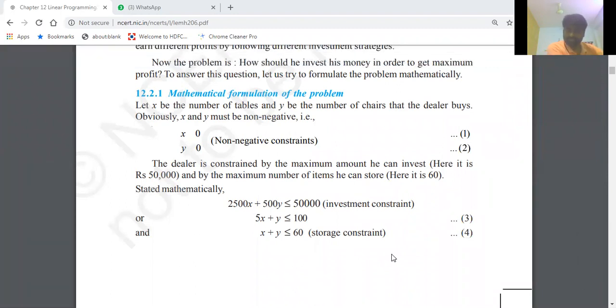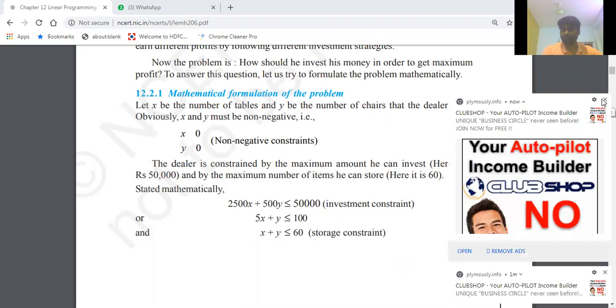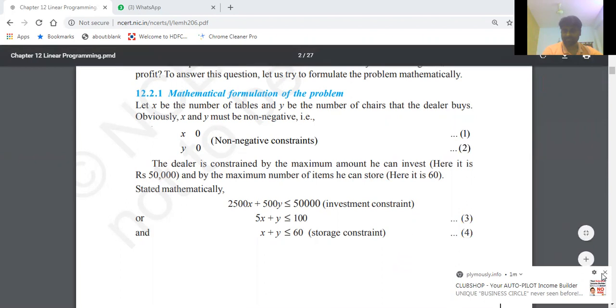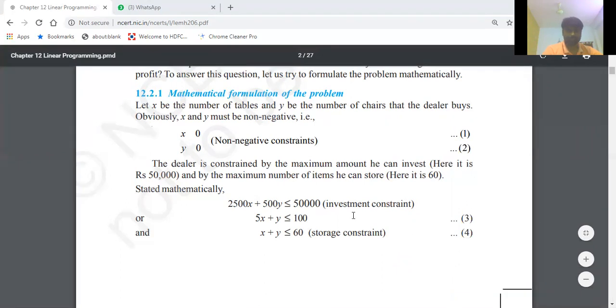Now the dealer is constrained by the maximum amount he can invest. Here it is 50,000 rupees. And by the maximum number of items he can store, how much? 60 items only he can store, not more than 60 items he can place in his vehicle. Now, how can you formulate?